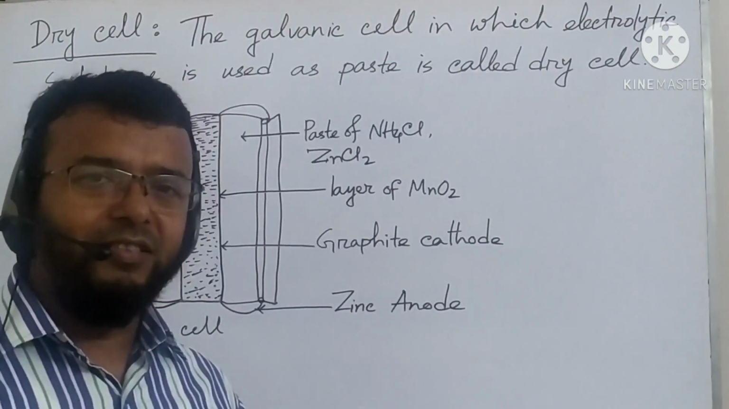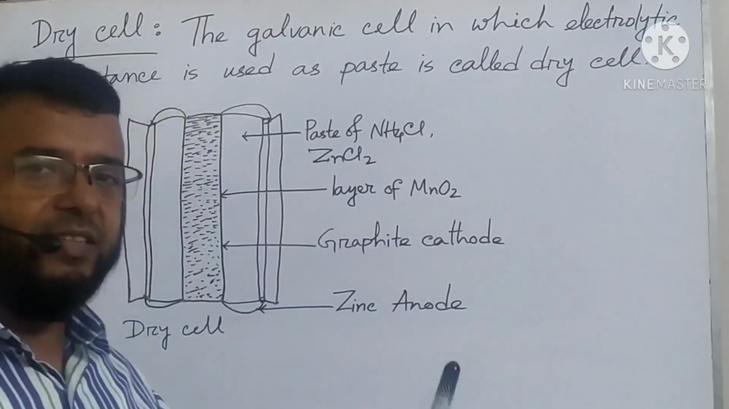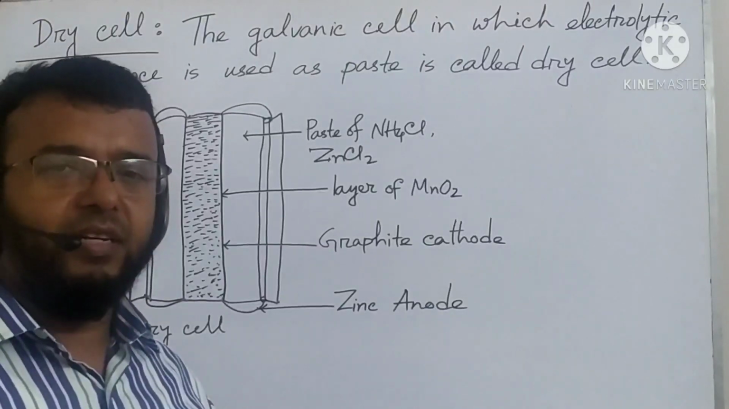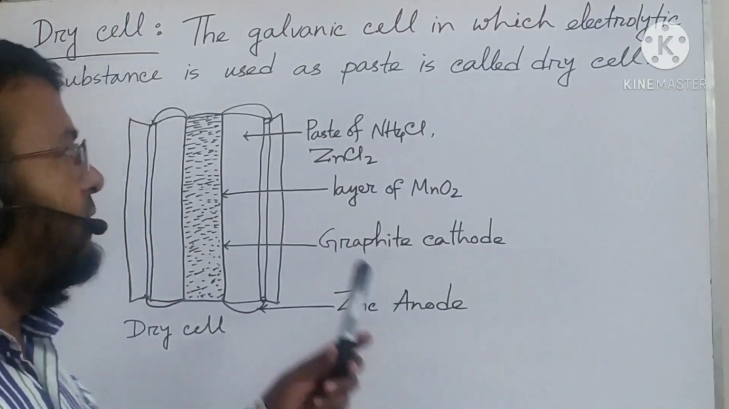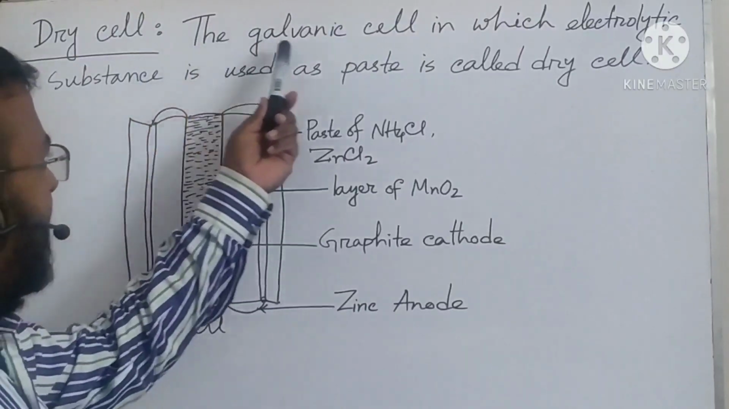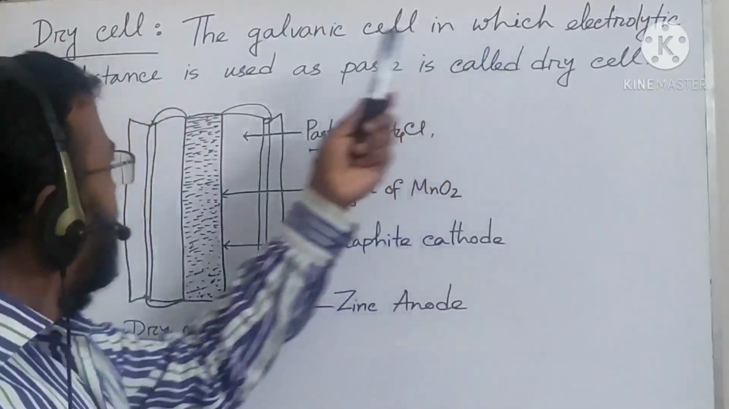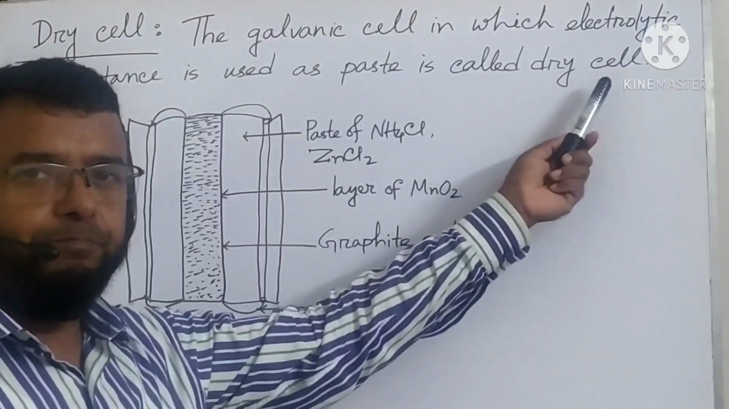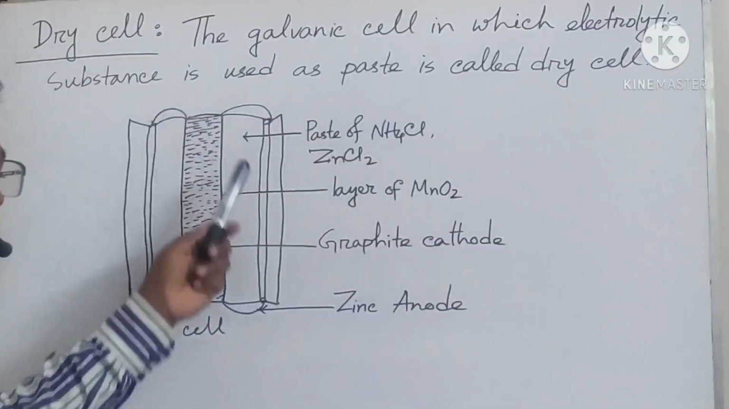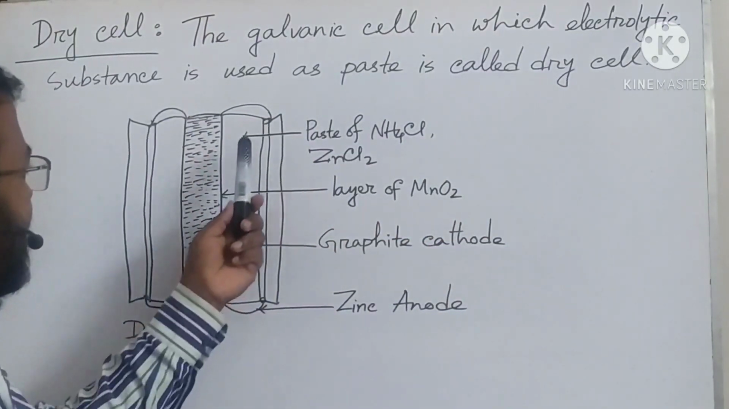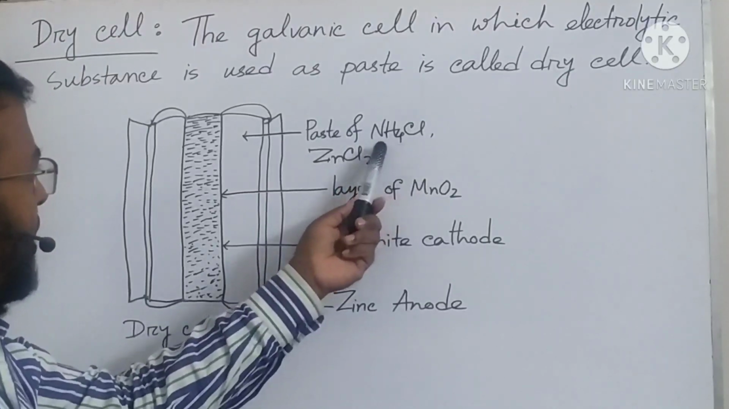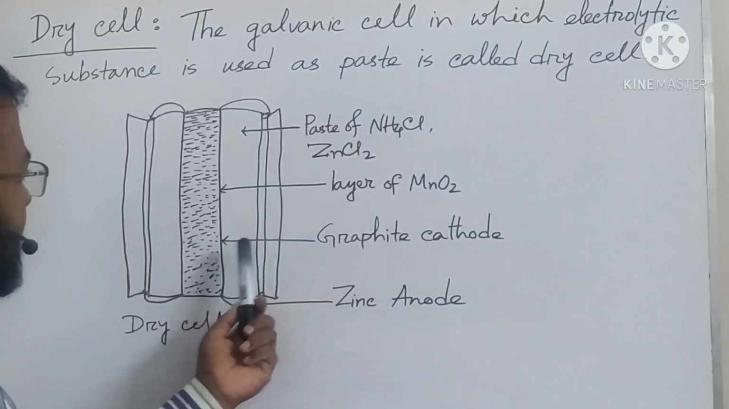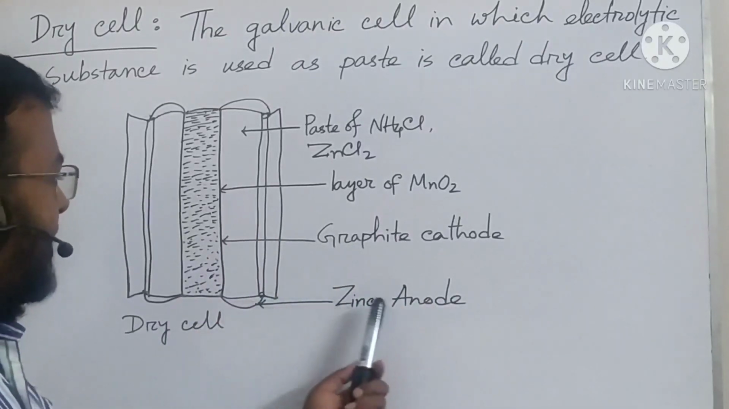Okay, dear students, today's second question is dry cell. All of you see that I have written what is dry cell. Then I will discuss the structure and mechanism of dry cell. So first of all, what is dry cell? The galvanic cell in which the electrolytic substance is used as paste is called dry cell. So now I have drawn a diagram of dry cell. All of you see that it is the paste of ammonium chloride, zinc chloride. Then it is the layer of manganese dioxide. Then this is the graphite cathode and this is the zinc anode.